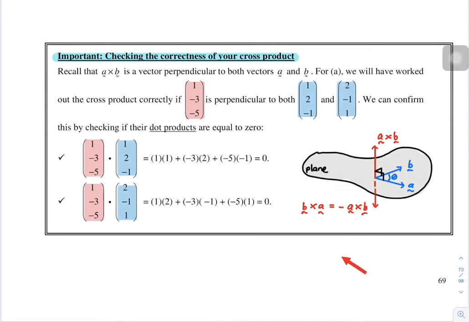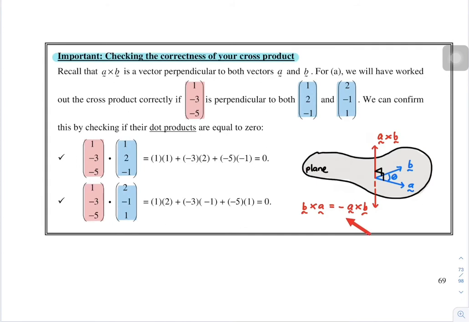Now, whenever we get the result of the cross product between two column vectors, it is good for us to actually check the correctness of the cross product. Alright, so recall that A cross B is a vector perpendicular to both A and B. So for A, we will have worked out the cross product correctly if this result here is perpendicular to both the two vectors that we have used.